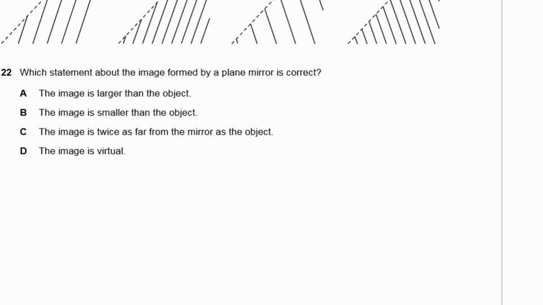Question 22. Which statement about the image formed by a plane mirror is correct? The image is larger than the object? Nope, it's the same size, so it's not smaller, it's not larger. The image is twice as far from the mirror as the object? No. And D, the image is virtual. Yeah, it's not a real image. There we go, it's a virtual image.